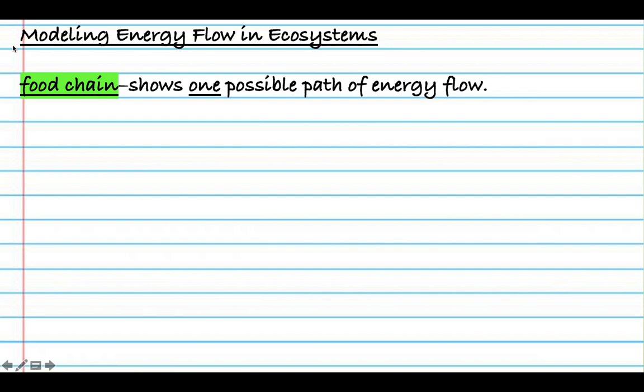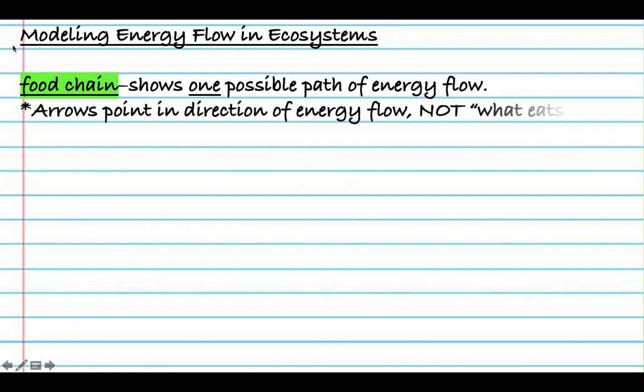Now, probably the biggest misconception that I encounter with students is the direction the arrows point. Okay, and what I mean by that is the arrows point in the direction of energy flow, because remember, this model is representing the path of energy. So we want the arrows to point in the direction of where the energy is going. The arrows do not point in the direction of what eats what.